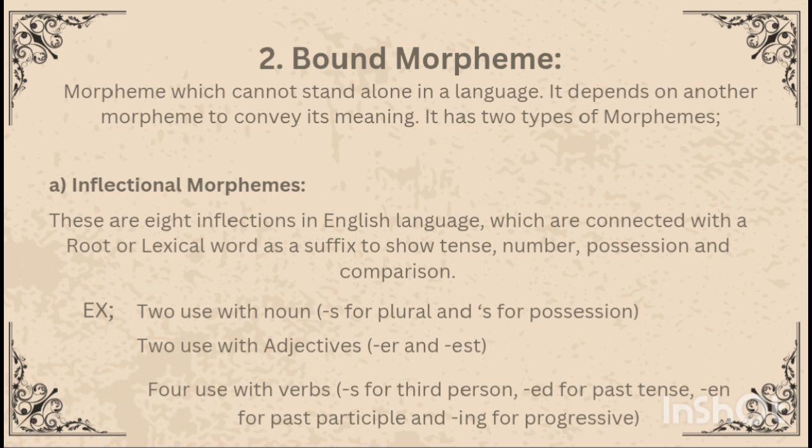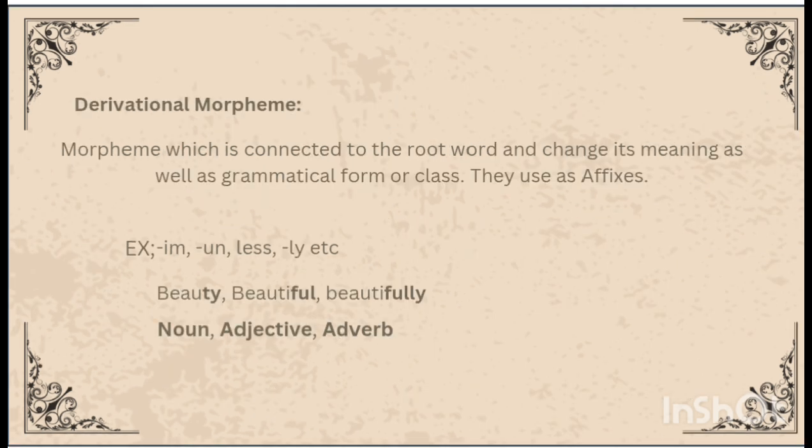Now let's move to the next slide. We have derivational morphemes as well. Derivational morphemes are also bound morphemes. They cannot stand alone; they need another morpheme to connect with them. A morpheme which is connected to the root word and changes its meaning, as well as its grammatical form or class, is used as an affix.